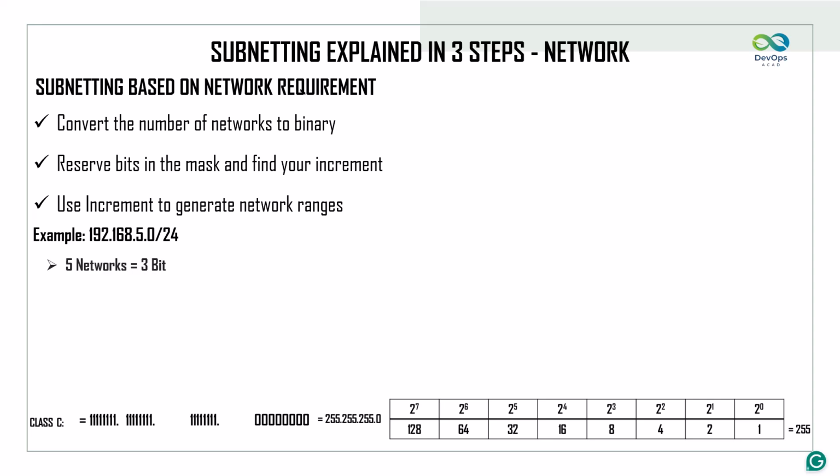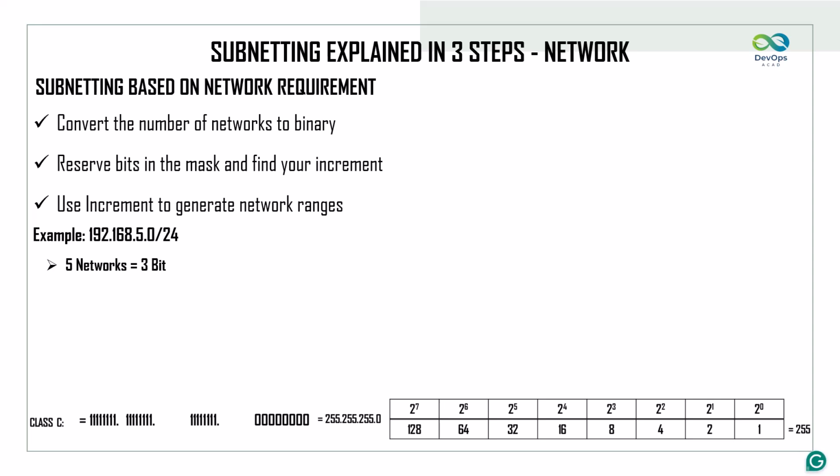The first thing is that we have been told we need 5 networks. So how do I get 5 networks? Here I said 5 networks equals 3 bits. What do I mean? If I do 2 raised to the power of 0, that gives me just 1. But I need 5 networks. If I do 2 to the power of 1, that gives me just 2 networks. But I need 5 networks. If I do 2 to the power of 2, that gives me 4 networks, but what I need is 5. So if I do 2 to the power of 3, that gives me 8. That sounds like what can fit into the requirement that I have.